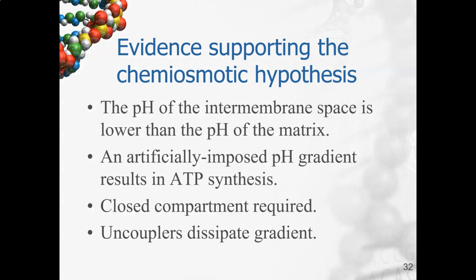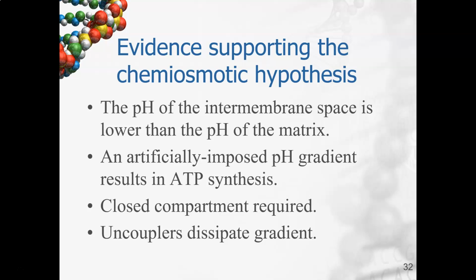So the evidence that supports this chemiosmotic hypothesis are these observations which can be made in the laboratory. The pH of the intermembrane space can be measured. It's lower than the pH of the matrix. I'm not exactly sure how you would do this, but you can in the lab artificially impose a pH gradient. And if you do that, and if you give your cells in culture the raw materials, you will get ATP synthesis. You absolutely do need a closed compartment because if you're going to have that proton motive force across the membrane, you can't have a leaky membrane.